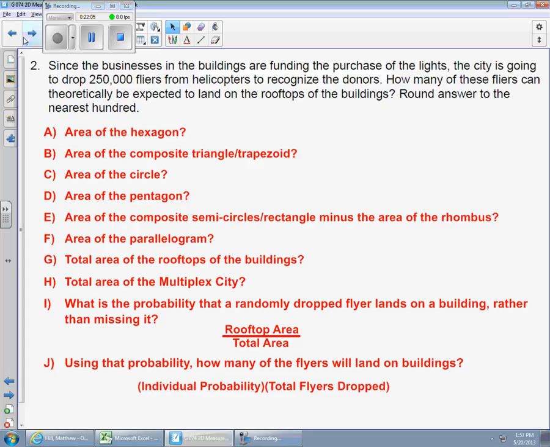When you put that in there, you will get a decimal that ranges between 0 and 1. 0 means there's no chance it lands on the building, and 1 means it is a total chance that it will land on the building. Probability will be somewhere in between 0 and 1 after this step. Now, that's the probability that one flyer lands on the building, but they are asking how many flyers if we throw 250,000. So whatever your individual probability was on I, you will multiply it by the total number of flyers that they do throw on J, and that should give us an idea of how many papers they should expect to end up on the roof rather than on the ground.